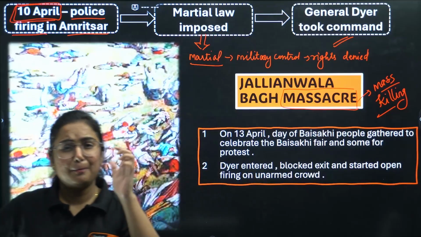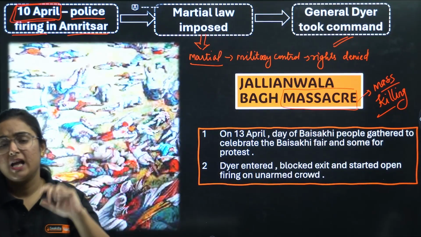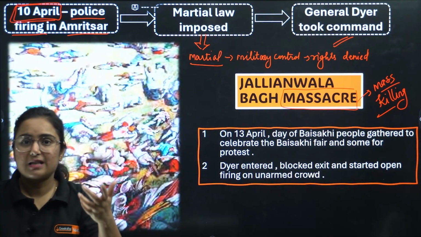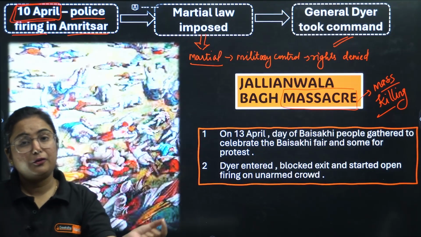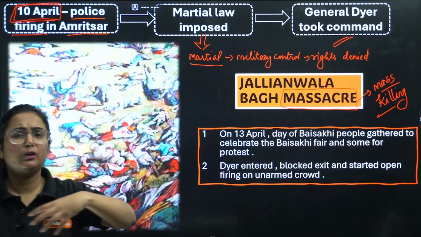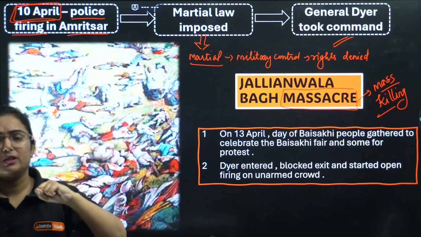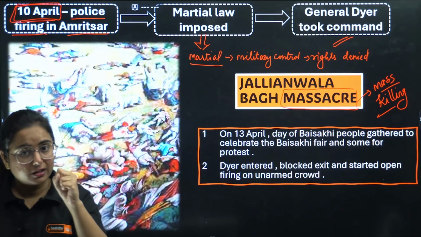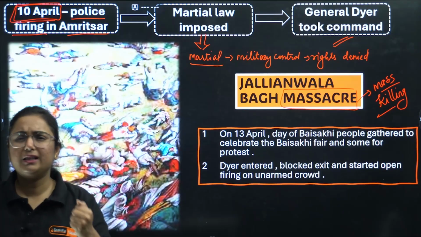Jallianwala is basically a park in Amritsar, and every year on the day of Baisakhi, a fair was organized. All the villagers in Amritsar, along with the Amritsar state, would come to that fair and celebrate their Baisakhi.